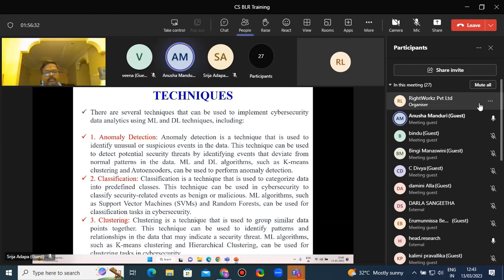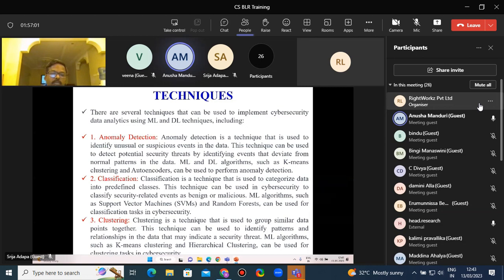Second one is classification. Classification is a technique that is used to categorize data into different classes. This technique can be used in cybersecurity to identify security-related events as benign or malicious. ML algorithms such as support vector machines and random forests can be used for classification tasks in cybersecurity.